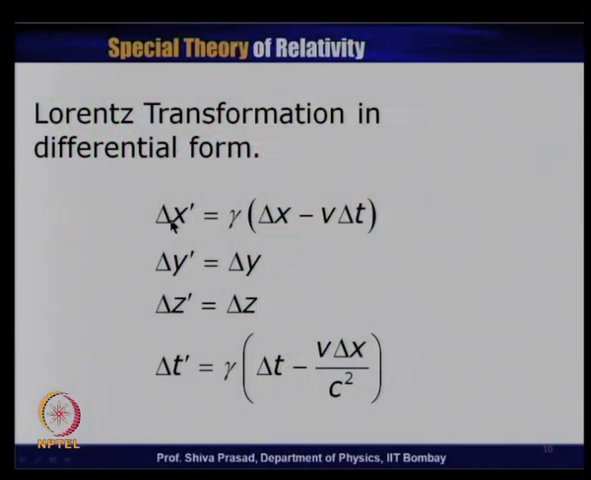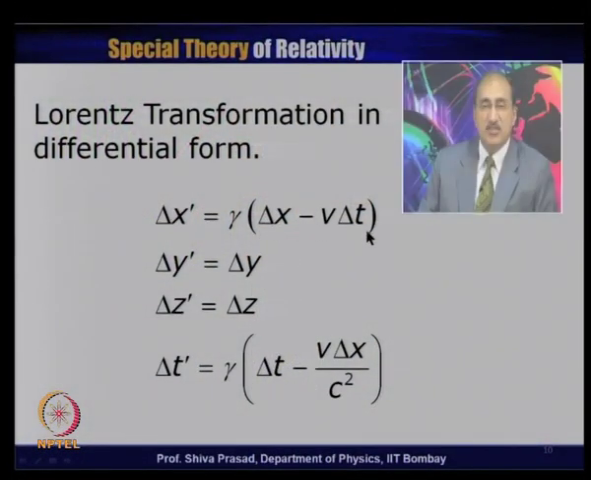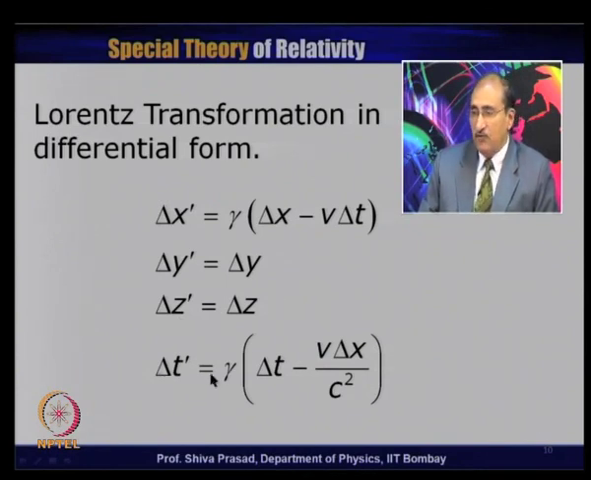So, this is what I have written in this transparency, where I have used the Lorentz transformation in differential form. Delta x prime is gamma (delta x minus v delta t), which we just discussed. Delta y prime is equal to delta y, delta z prime is equal to delta z, and delta t prime will be gamma (delta t minus v delta x upon c square). This is what is called writing the Lorentz transformation in differential form.